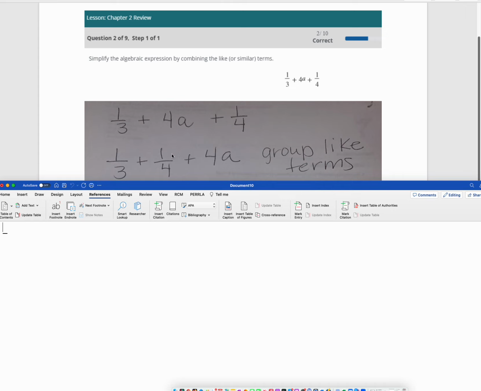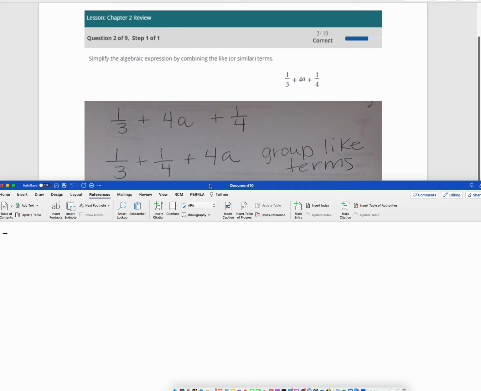So we'll put those next to each other, because in addition, it doesn't matter if I were to say 2 plus 3 or 3 plus 2. It's the same answer. So I'm just putting the 1/4 and adding that to the 1/3, and then tacking the 4a on at the end.